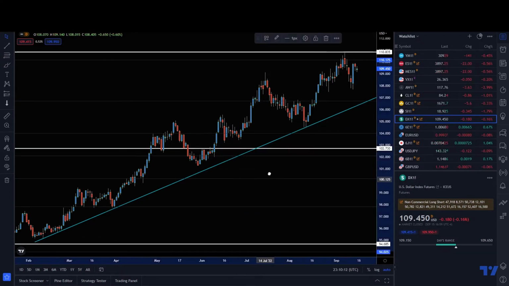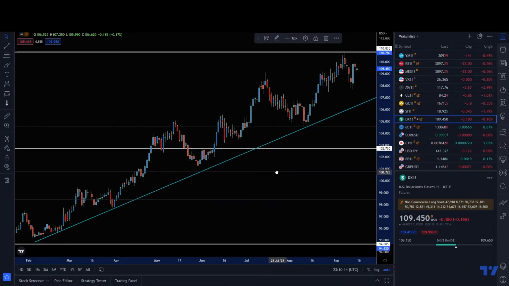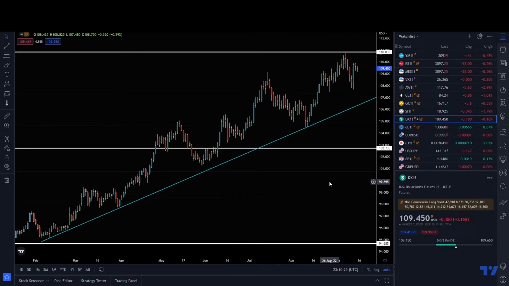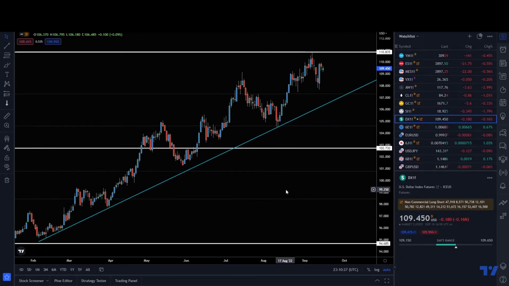I was looking at this market the other day, and I was saying to myself, okay, I know the best place to buy is at the trend line. So I'm waiting for it to pull back to here, this trend line right here. We're going to keep on going with this uptrend. The US dollar is in a crazy uptrend. People are just buying it like crazy.